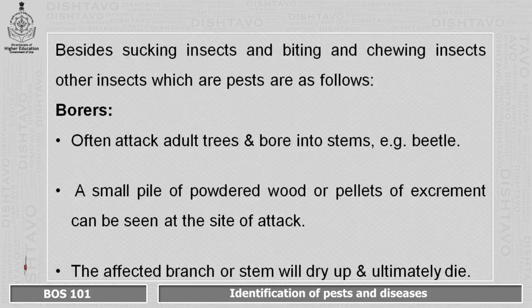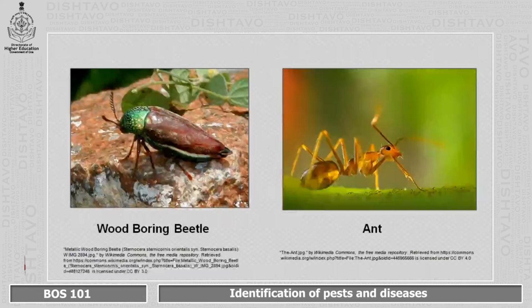These borers often attack adult trees and bore into stems. An example of a borer is the beetle. A small pile of powdered wood or pellets of excrement can be seen at the site of attack. The affected branch or stem will slowly dry up and ultimately die. Here in the first image, we can see the wood boring beetle, an example of a borer.